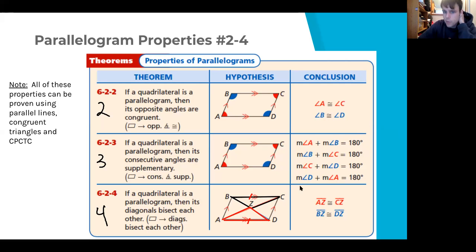Similar idea here. We could say that this angle and this angle are equal because of alternate interior angles. We have vertical angles here and here. So a couple different ways we could show that these two triangles are congruent. And that means that these parts, which correspond to one another, would have to also be congruent. So BZ, ZD would have to be congruent because they're corresponding parts of congruent triangles.